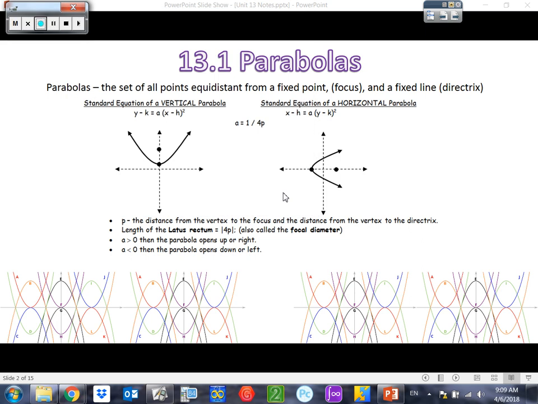Okay guys, let's take a look at today's lesson. We're starting a new unit. We're going to be looking at conics for this unit, and this is our first lesson on parabolas. You have already had some experience with parabolas, so some of this is going to be a review, but some of the stuff I'm talking about will be new also. So let's just jump in.